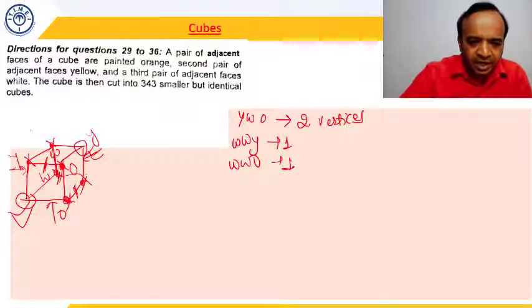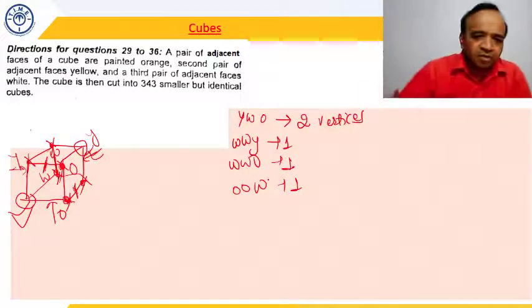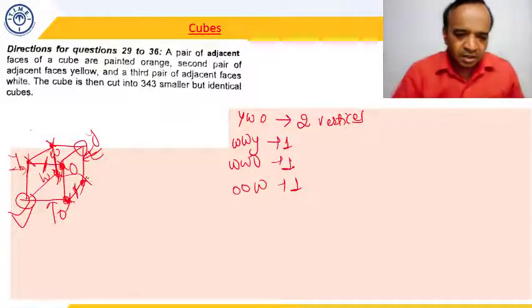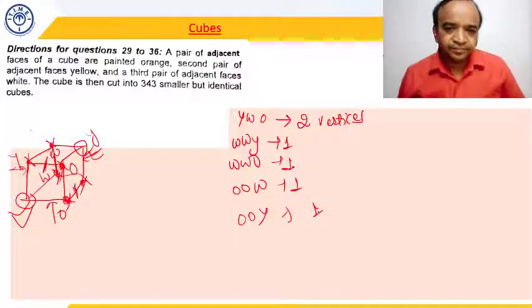Similarly, come to that, this is with orange. Okay, so this vertex has two orange and one white. So two orange, one white. How many such pieces? One. Now come to this one. How many such vertices? One. If I talk about this, it's the second vertex, and that is this one. Orange, yellow. So orange, yellow is another one.